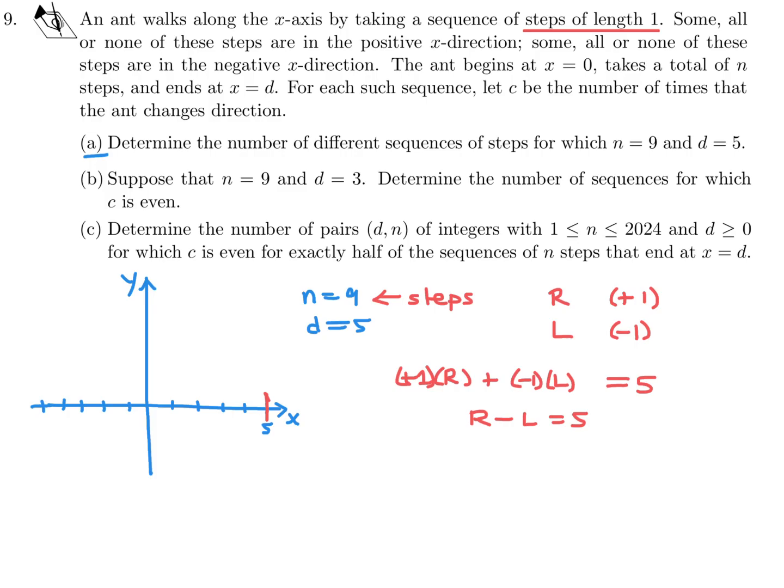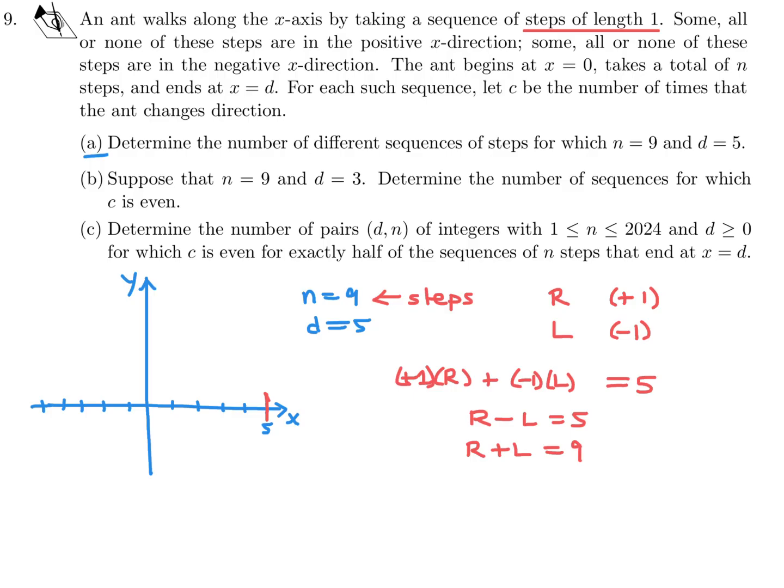And then we also know that the total number of steps is 9. So how many steps we took in the right direction, going in the positive direction, and how many steps we took going left, which is in the negative direction, that total is equal to 9. So that basically would be the setup of this question. And that seems pretty straightforward to solve for both r and L.